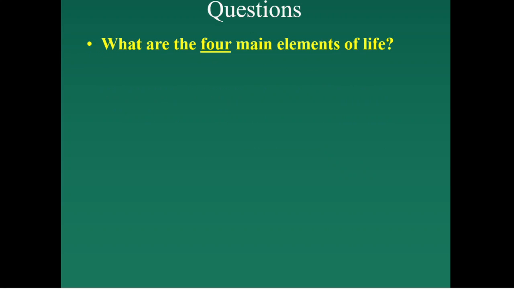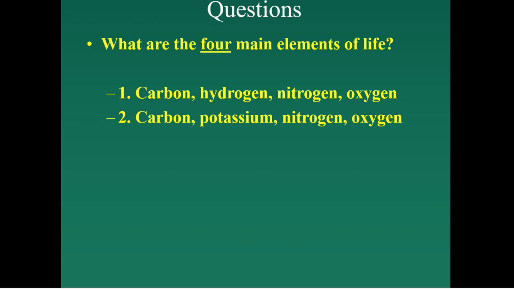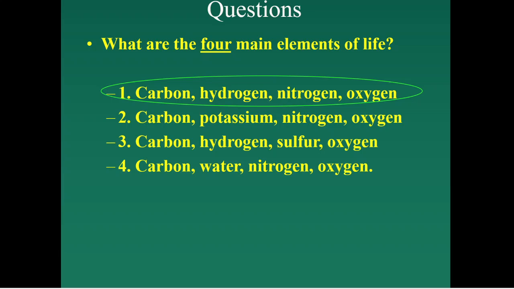So let's see if you remember from last semester. What are the four main elements of life? We have carbon, hydrogen, nitrogen, and oxygen; carbon, potassium, nitrogen, and oxygen; carbon, hydrogen, sulfur, and oxygen; or carbon, water, nitrogen, and oxygen. Think for a second if you can remember. If you said carbon, hydrogen, nitrogen, and oxygen, you got it. Some of you may have been pushed towards water because water is essential, but we're asking about elements, and water is actually a compound, and you'll learn more about that when you get to chemistry.